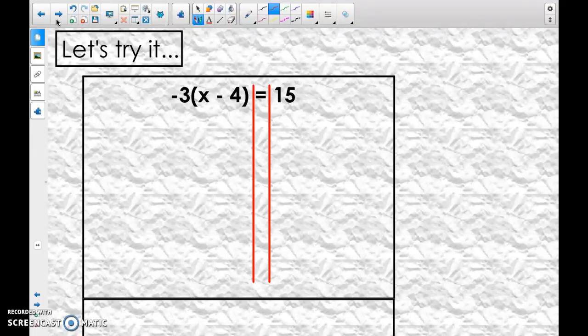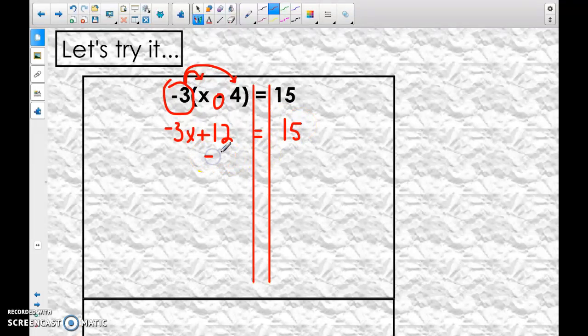Here's another distributive property. Now the trick in this one is it's not just a positive 3 going through, it's actually a negative 3. So we have to be careful with our negatives here. So we'll do negative 3 times x to start, which gives us negative 3x. Then we've got negative 3 times a negative 4, which will give us a plus 12 equals 15. Again, now we're back at a two-step equation.